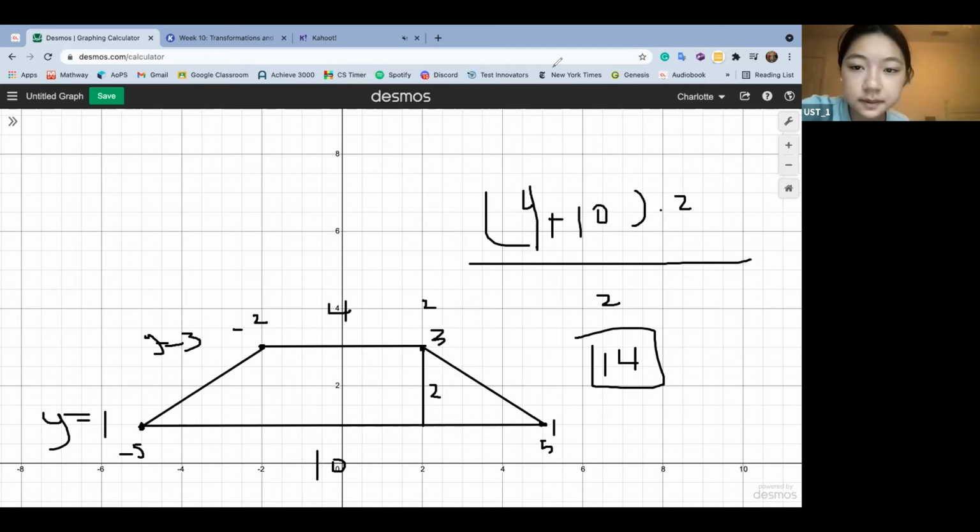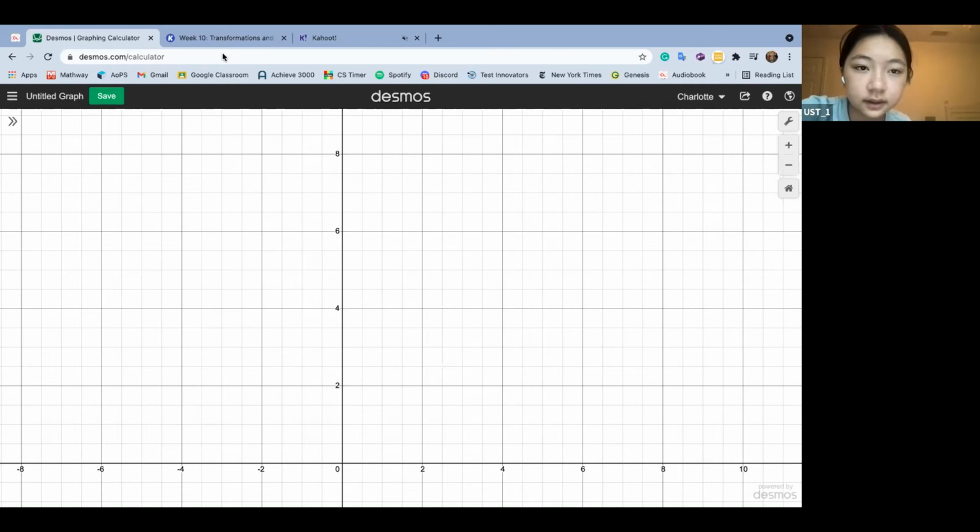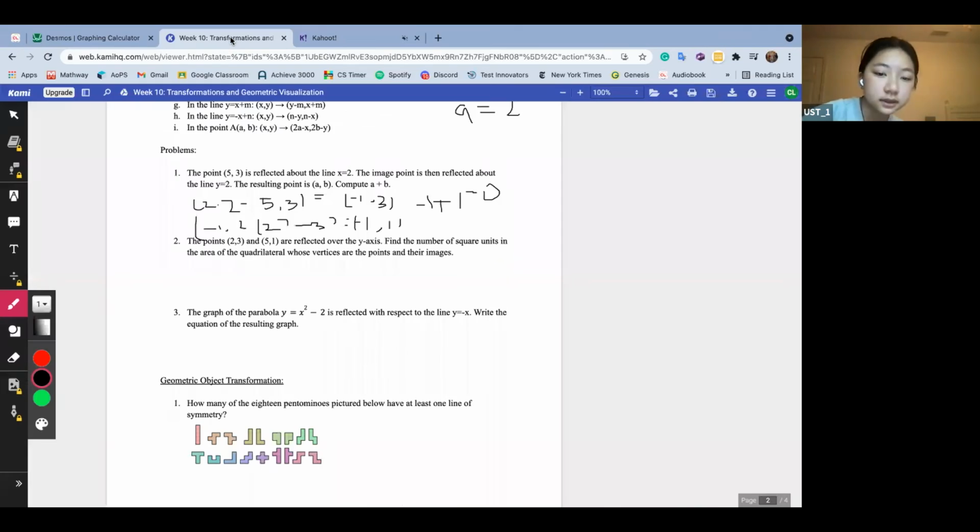Okay, so the last question is a bit hard, and I never really specifically taught this, but it should be doable. The graph of the parabola y equals x squared minus 2 is reflected with respect to the line y equals -x. Write the equation of the resulting graph.